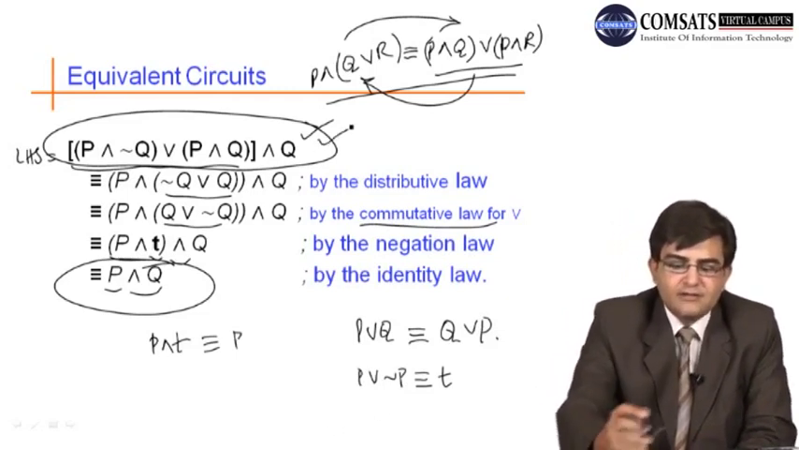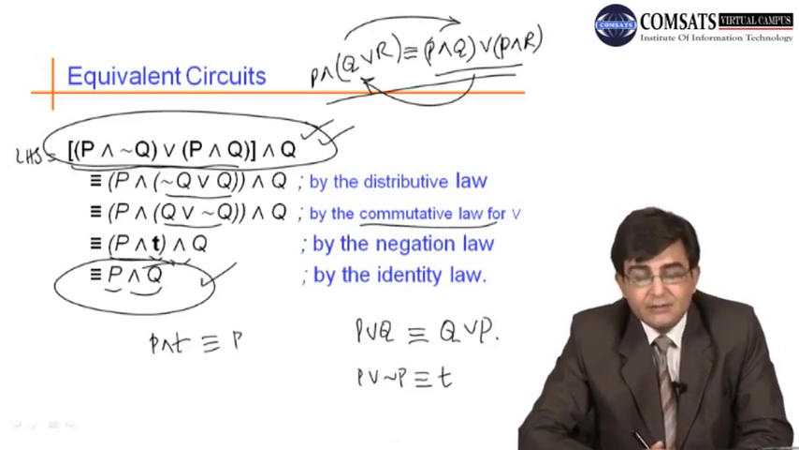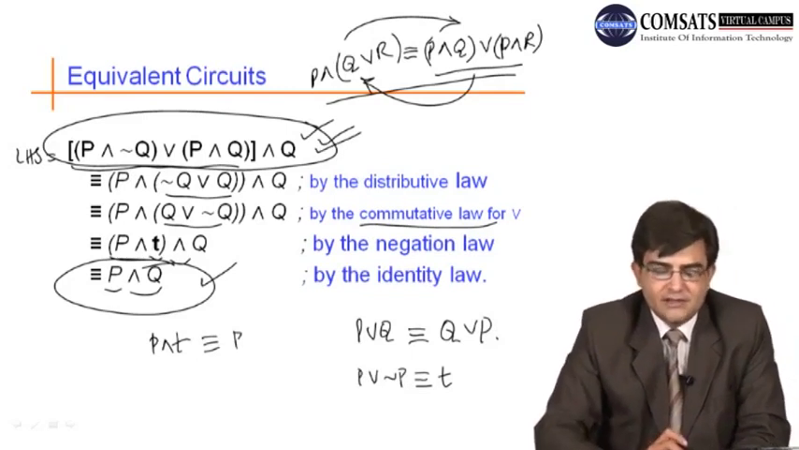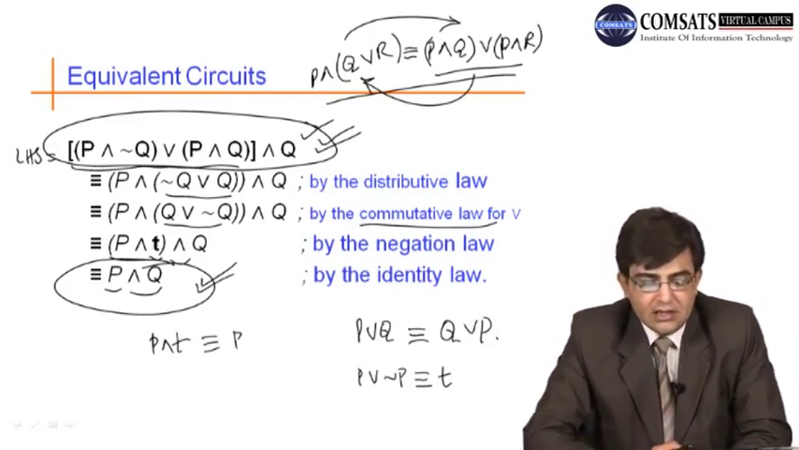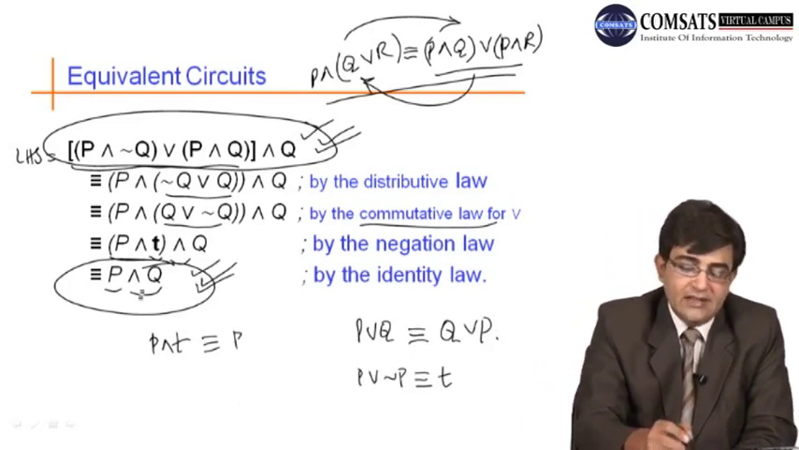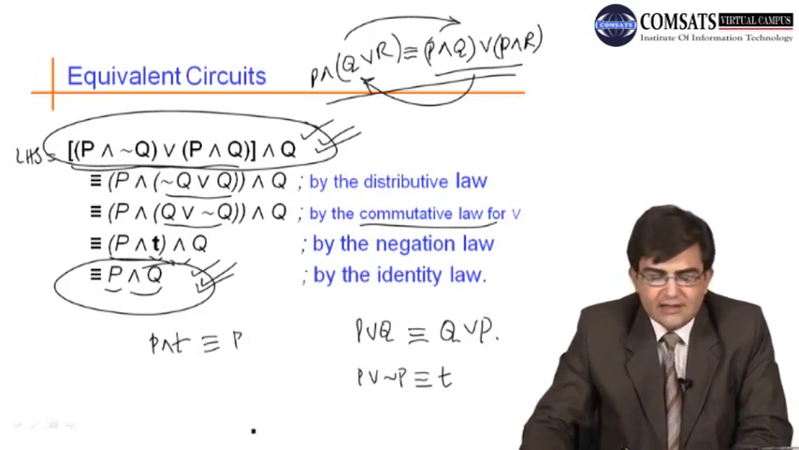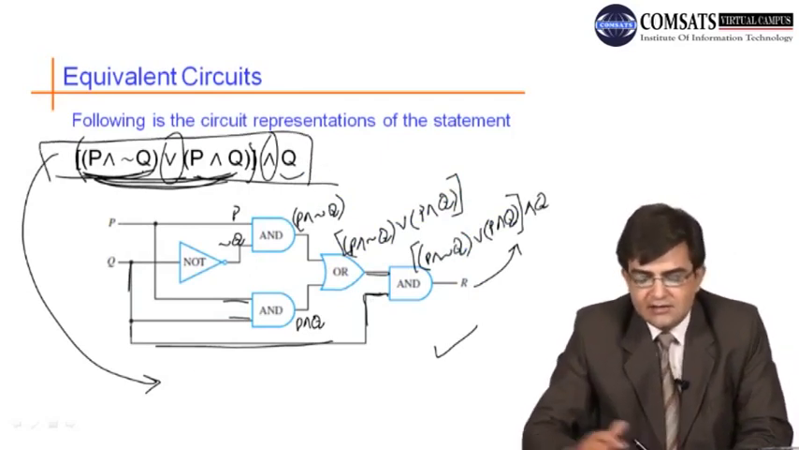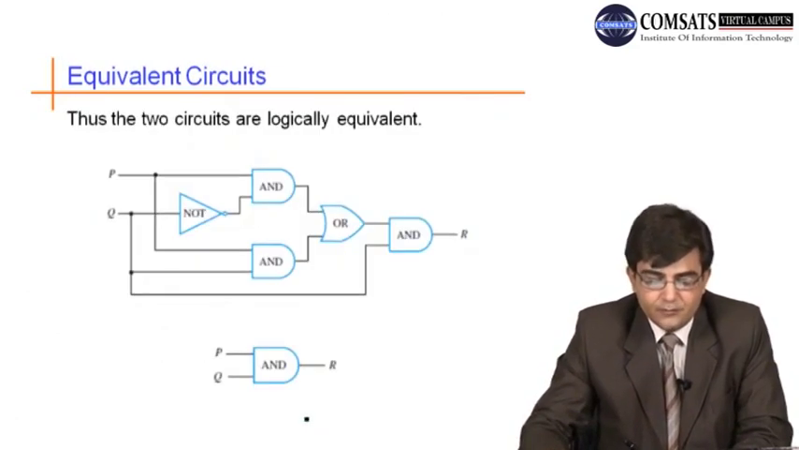It means that the truth table of this expression and this expression will be identical, as we have discussed in the definition of equivalent circuits: two Boolean expressions or two circuits are said to be equivalent if their truth tables are identical, that is, the truth values in each row will be identical. So the circuit corresponding to this Boolean expression will be equivalent to the circuit given by this expression. So the previous circuit which we constructed by looking at this Boolean expression is logically equivalent to this circuit.